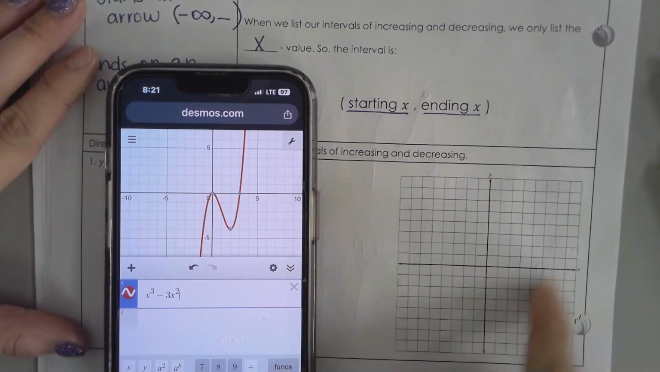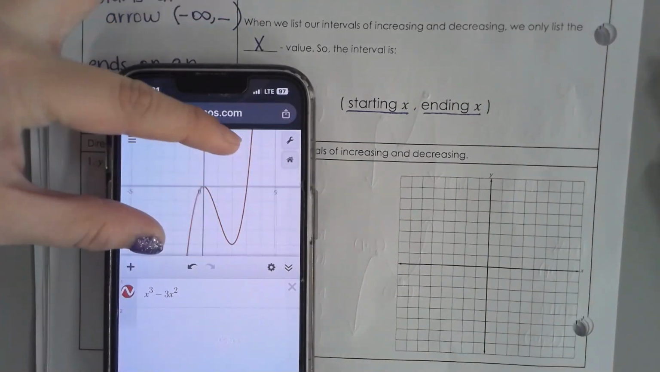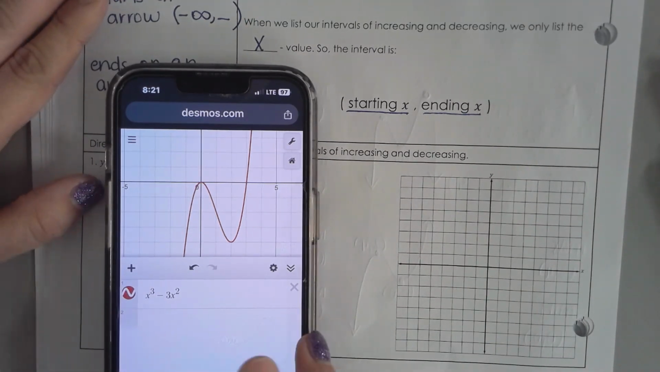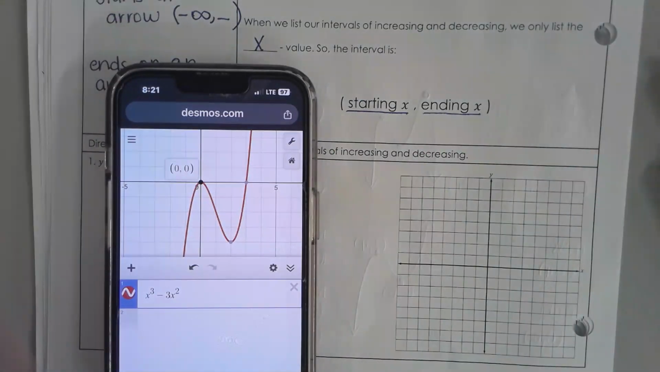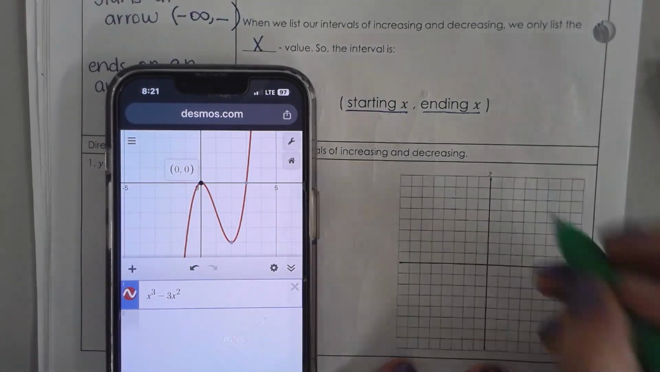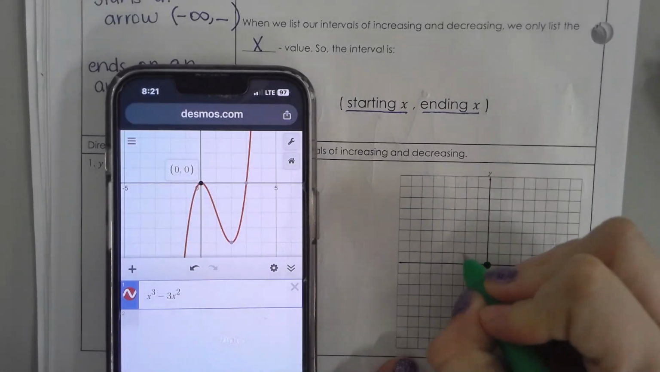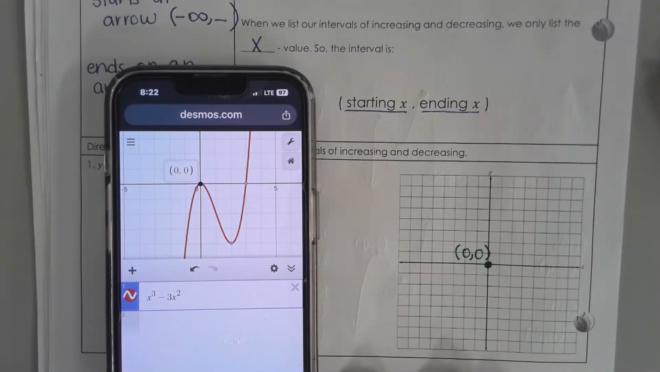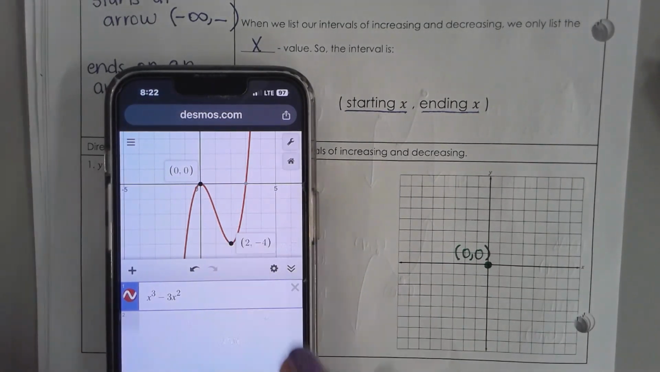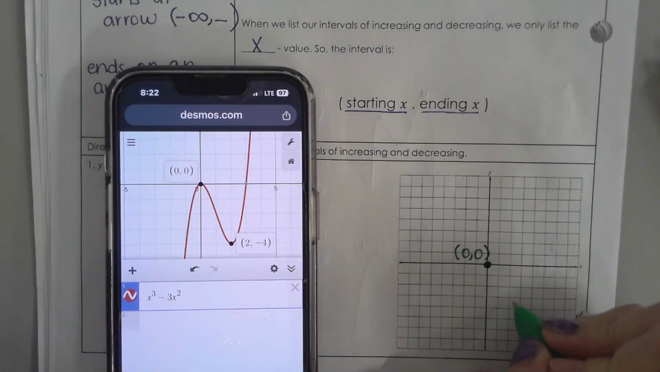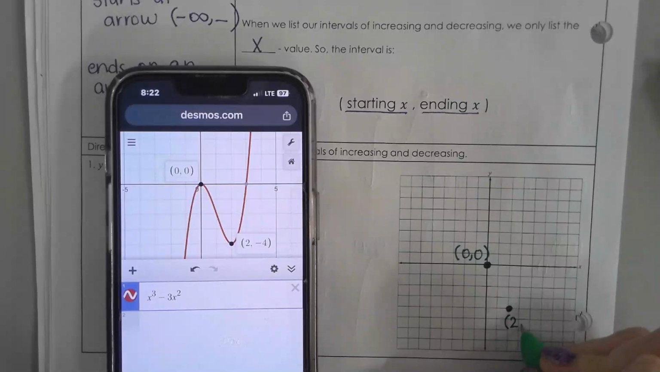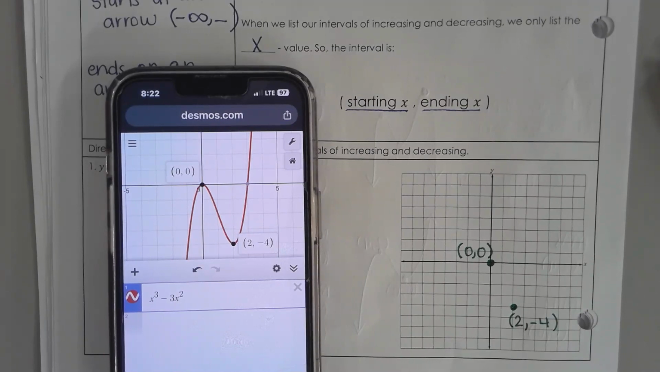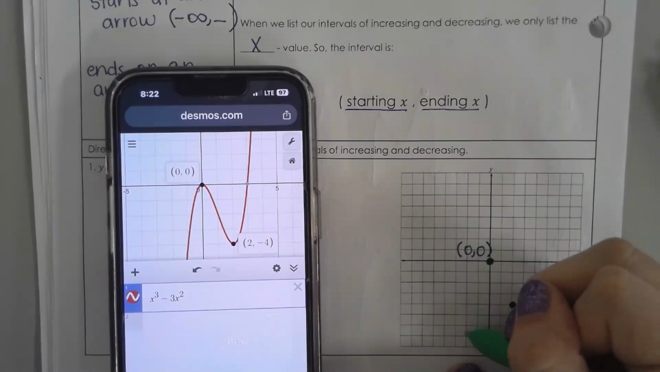Before I draw in the graph, I'm going to plot and label my max and mins. I want you to label the point on the graph. So (0, 0), and (2, -4). And if you can get those two points in, then your sketch will be fairly decent.